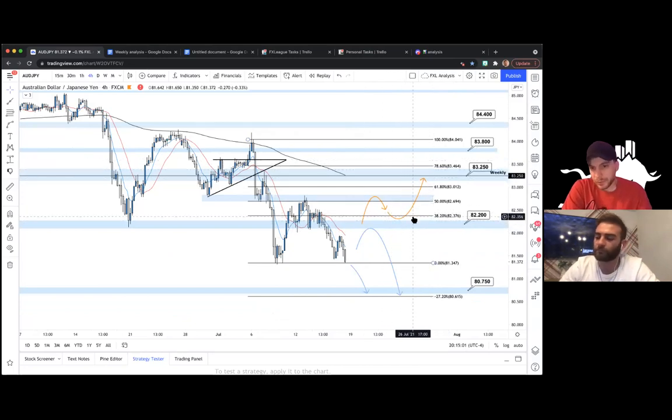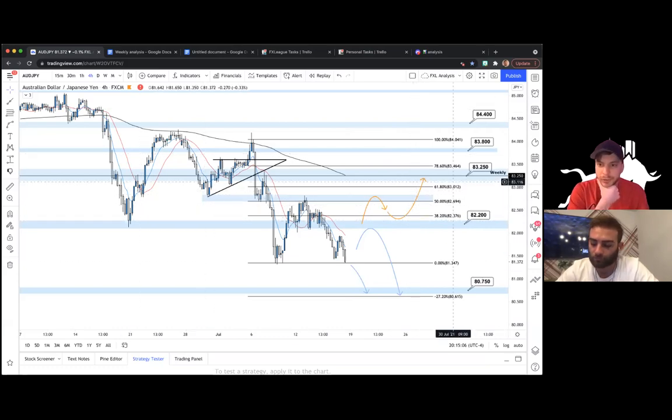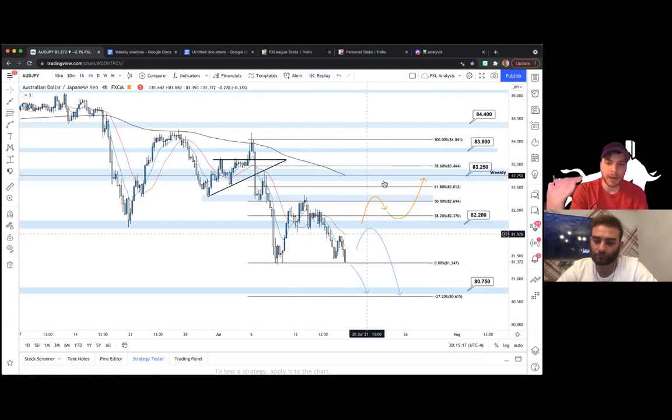That'd probably be a lower time frame trade. You wouldn't necessarily be full-blown bullish on the 4 hour yet. Really, this level is in play still here at the weekly at 83.25. So you just got to be cautious if you're taking long setups. It's been so bearish, it can actually pull back quite a bit and still be considered bearish overall.